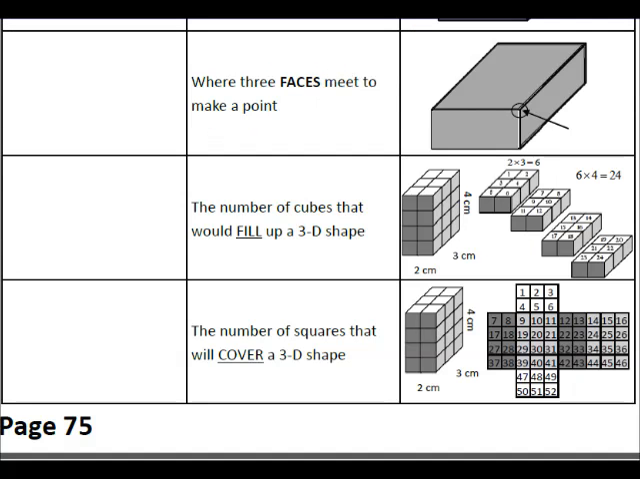Where 3 faces meet to make a point, I have the 3 faces and they all touch at that point. This is called a vertex of the rectangular prism.